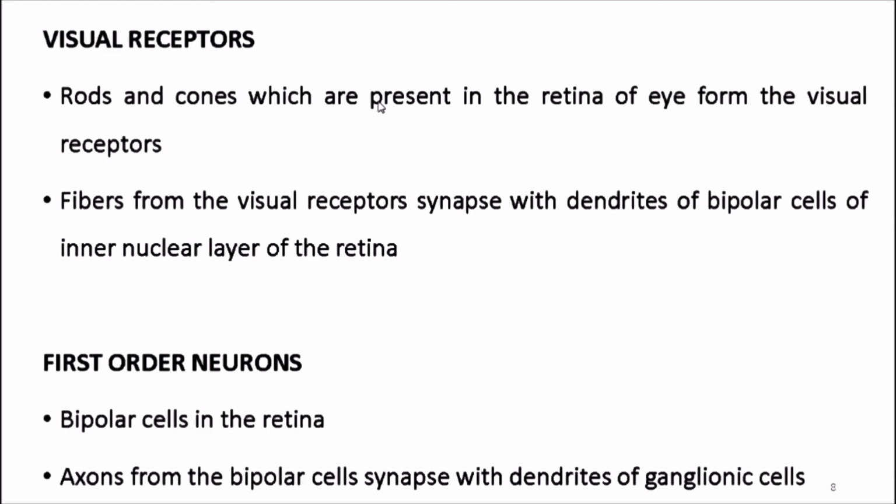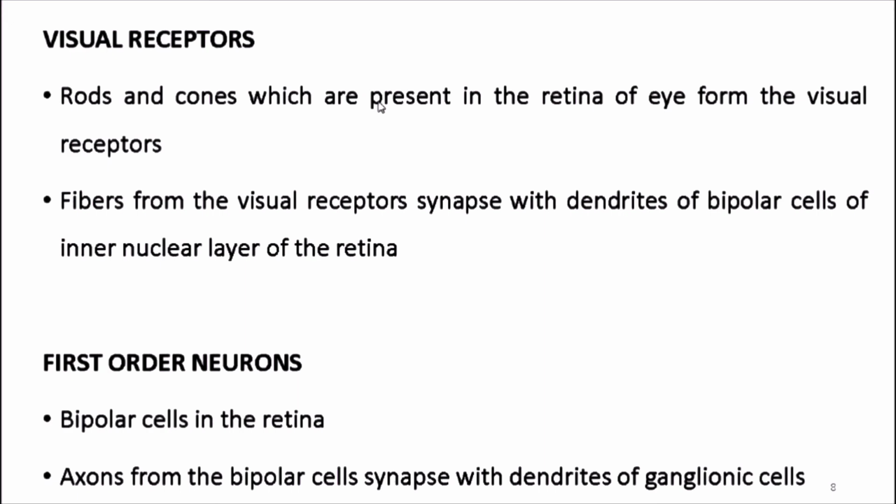As you all know, we have 10 layers of retina. In the last class I told you about the 10 layers of retina. One of the layers is the inner nuclear layer of the retina. So here the fibers coming from the visual receptors, the rods and the cones, synapse with the dendrites of bipolar cells of the inner nuclear layer of the retina. So that is the part of visual receptors.